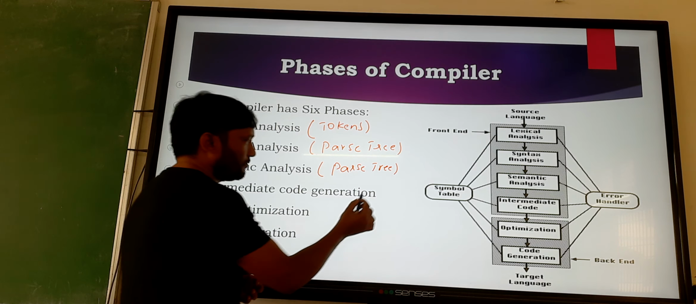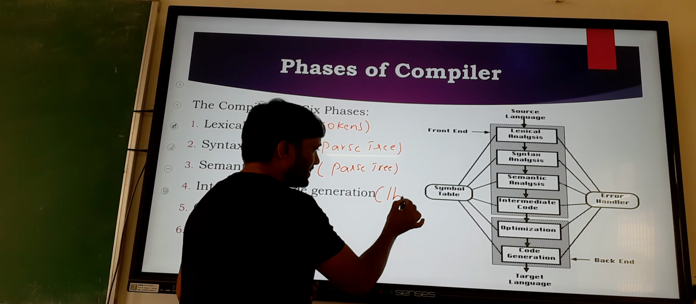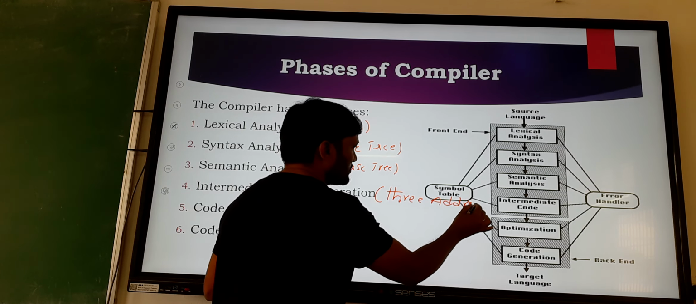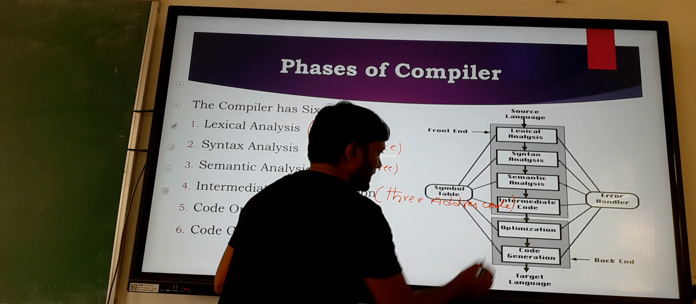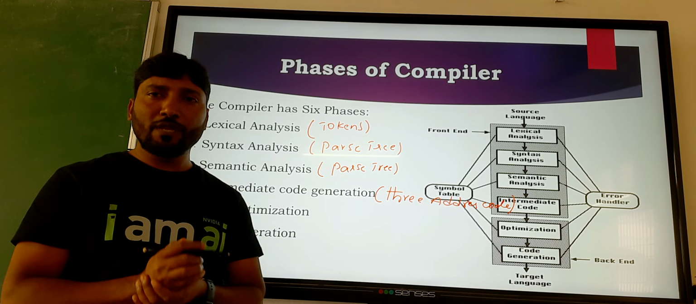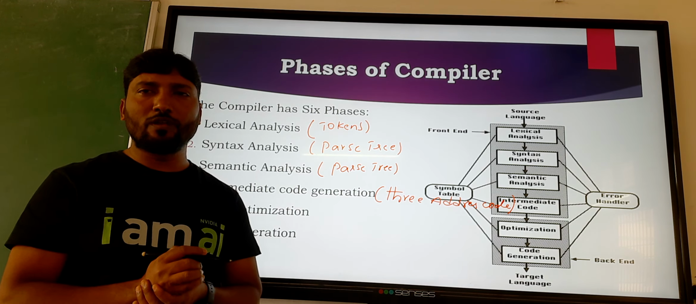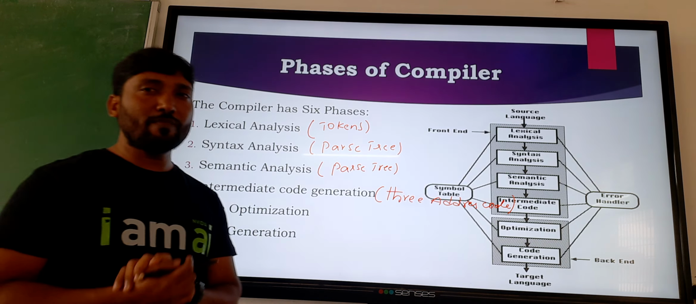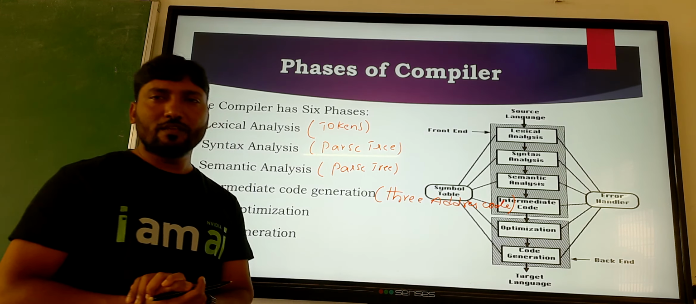In this phase, we are going to generate the 3 address code. For the 3 address code, we have to follow 2 important rules, the minimum and maximum rule. The minimum rule means that every 3 address code can use only 2 operands with a single operator. And what is the maximum rule? The maximum rule is a maximum of 3 operands with 2 operators. That is called 3 address code.